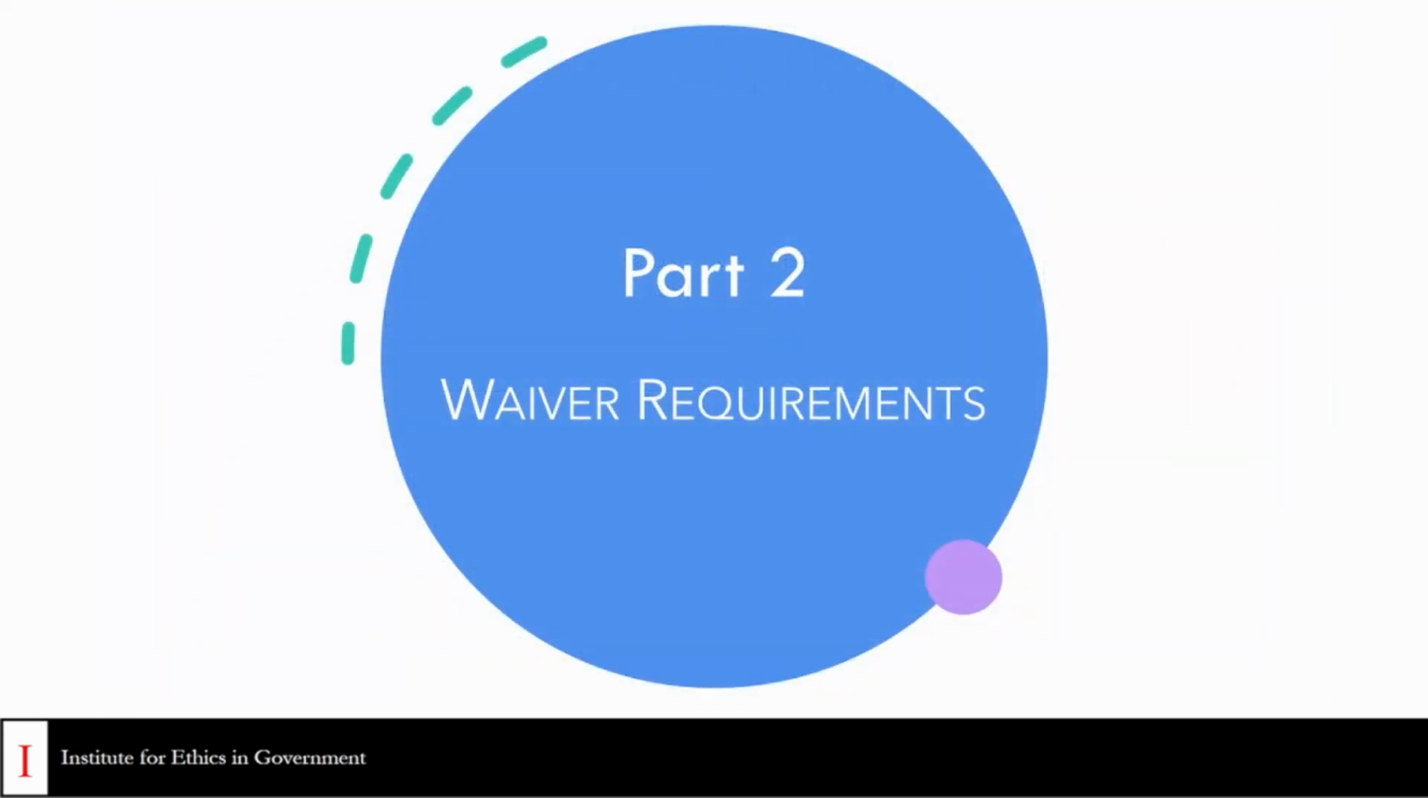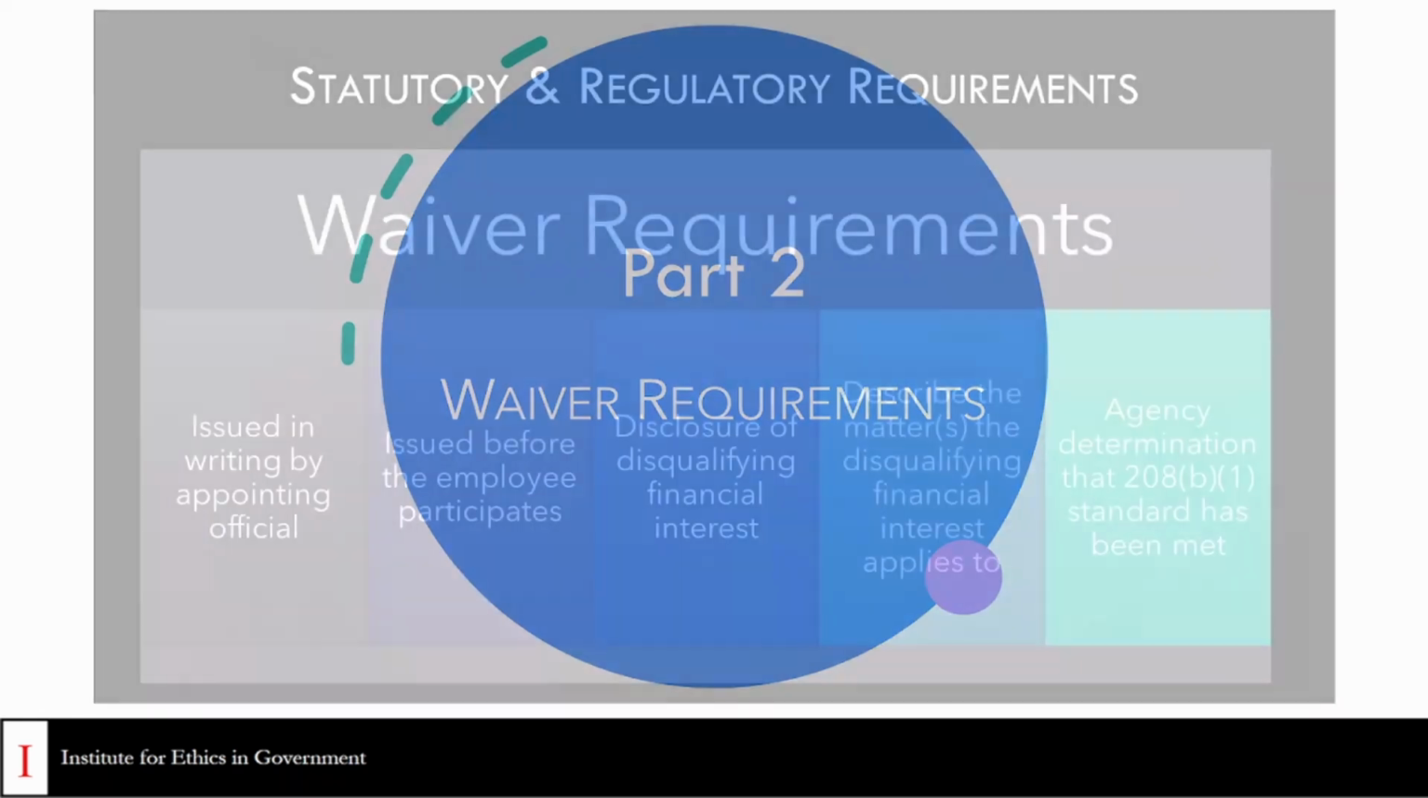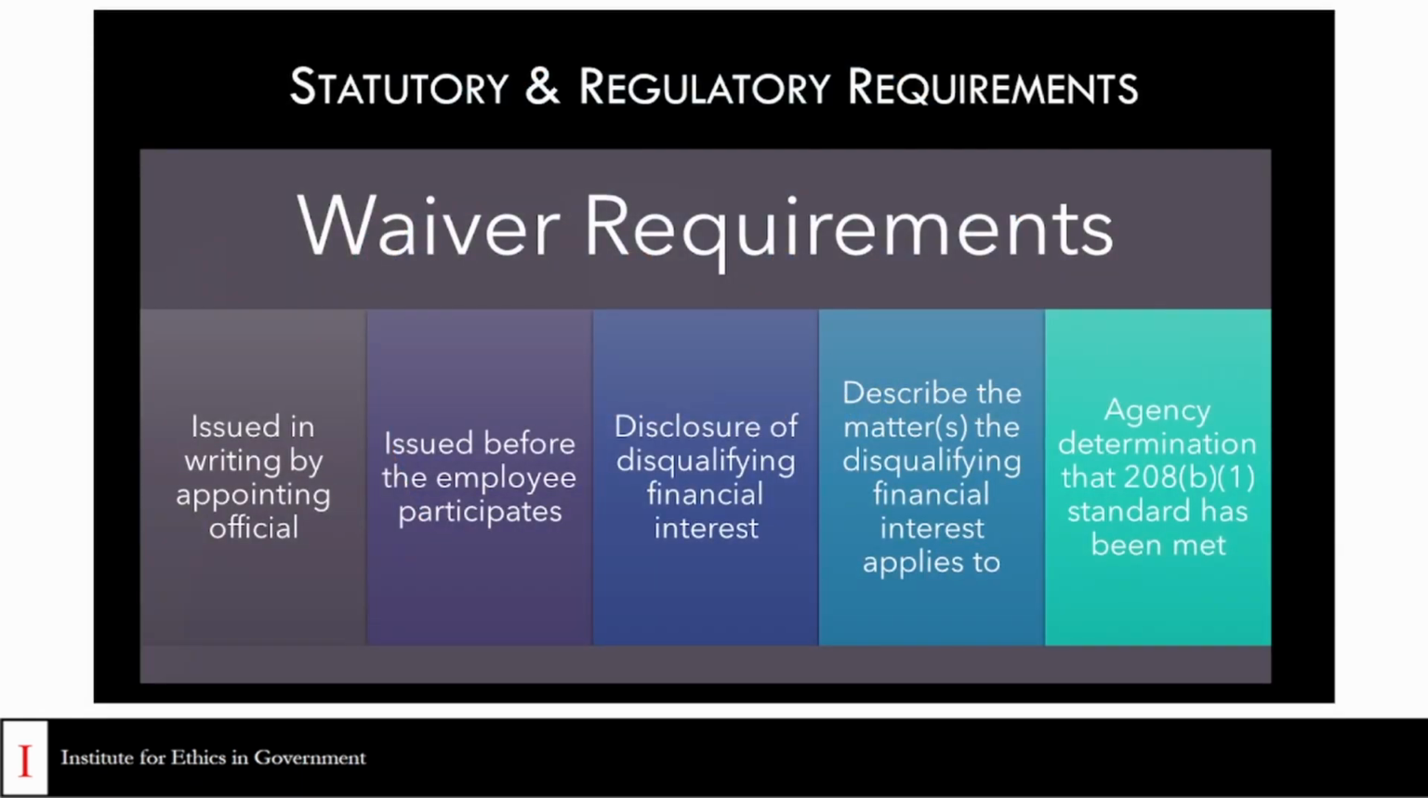So now that we've highlighted some things you should consider before beginning to draft a B1 waiver, let's take a look at what a B1 waiver actually requires. So the requirements for all 208(b)(1) waivers are outlined in the statute and at 5 CFR 2640.301(a). When you initiate your consultation with OGE, these are the elements we will be looking for to ensure that the statutory standards are met.